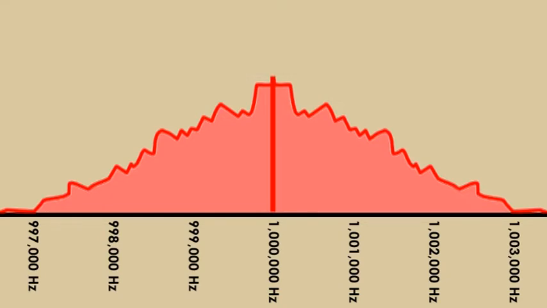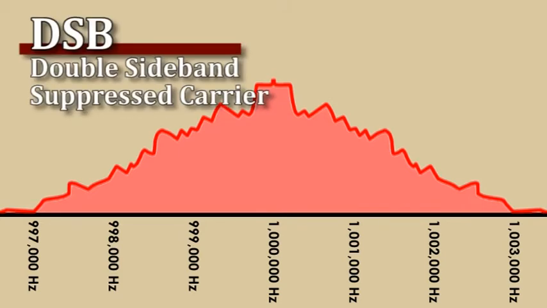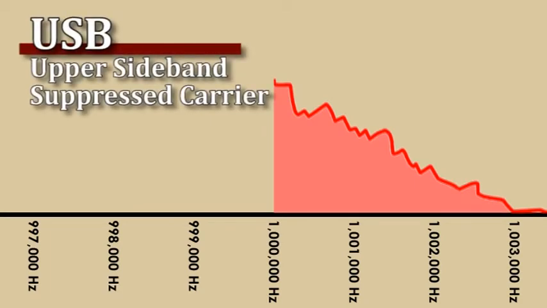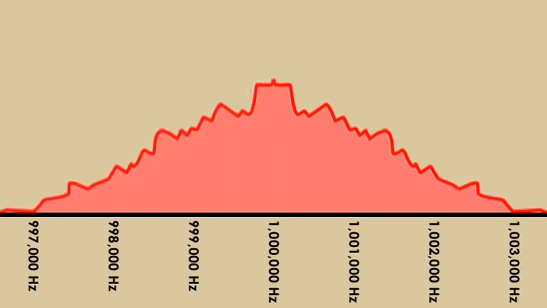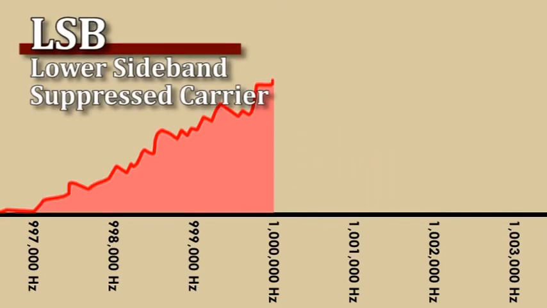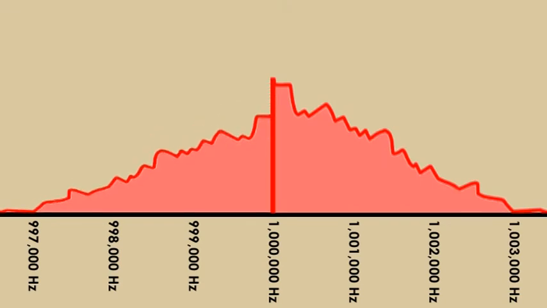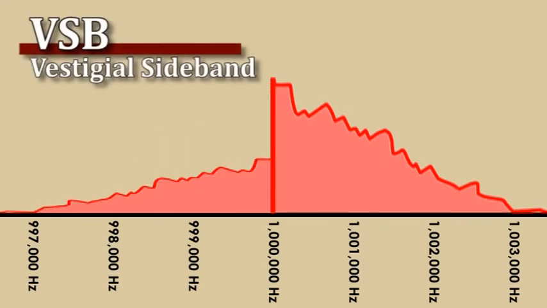If we take the basic AM spectrum and filter out the carrier, leaving the signals above and below alone, we have created what is called double sideband suppressed carrier mode. Removing the carrier and all signals below it results in upper sideband suppressed carrier mode. Likewise, removing the carrier and all the signals above it result in lower sideband suppressed carrier mode. There are other possibilities like amateur television that only removes part of the lower frequencies, called vestigial sideband.